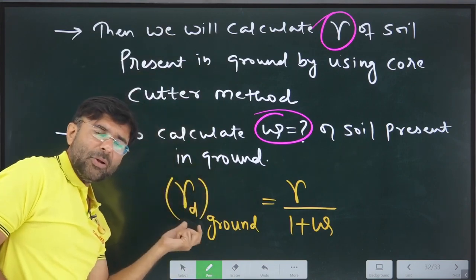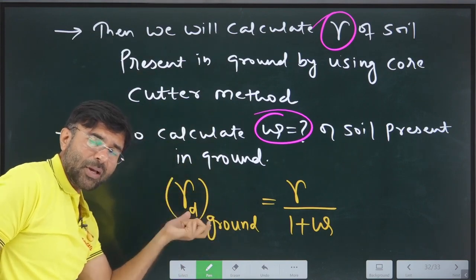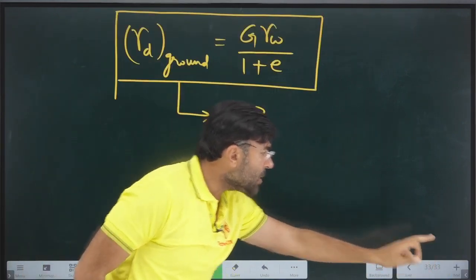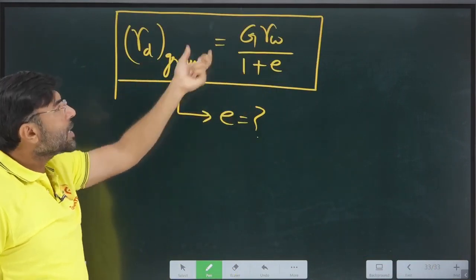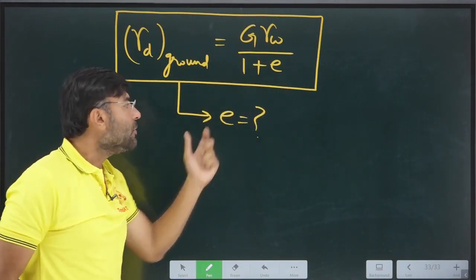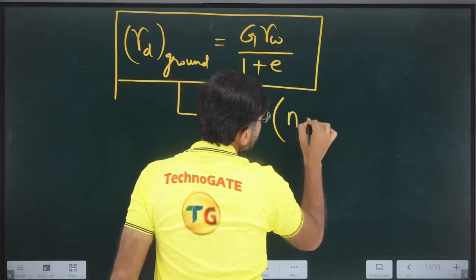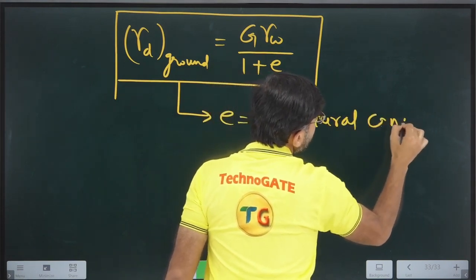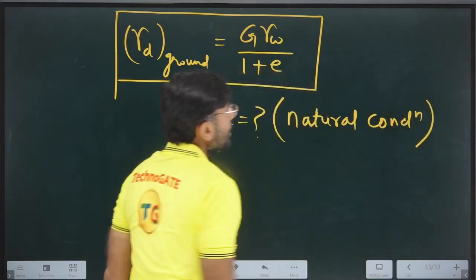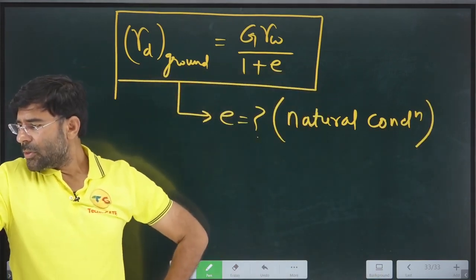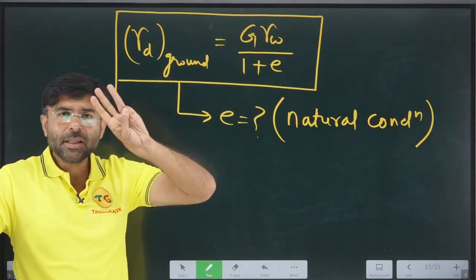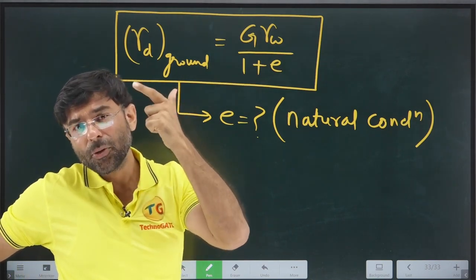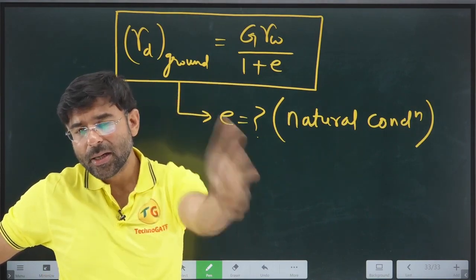So the gamma D value which I will be getting from this formula will be the value of gamma D for the natural soil, and the void ratio which I will be calculating by this formula, gamma D ground is equal to G gamma W upon 1 plus E, will be the void ratio of the soil under natural condition. So I am having 3 void ratios: the void ratio under natural condition, void ratio under loosest condition, void ratio under densest condition.